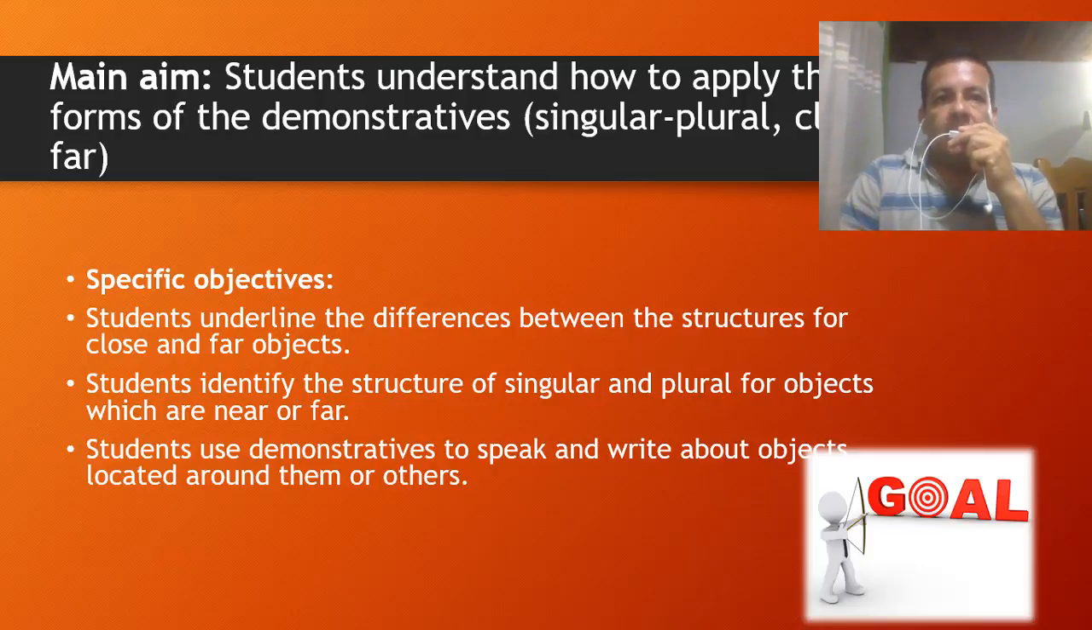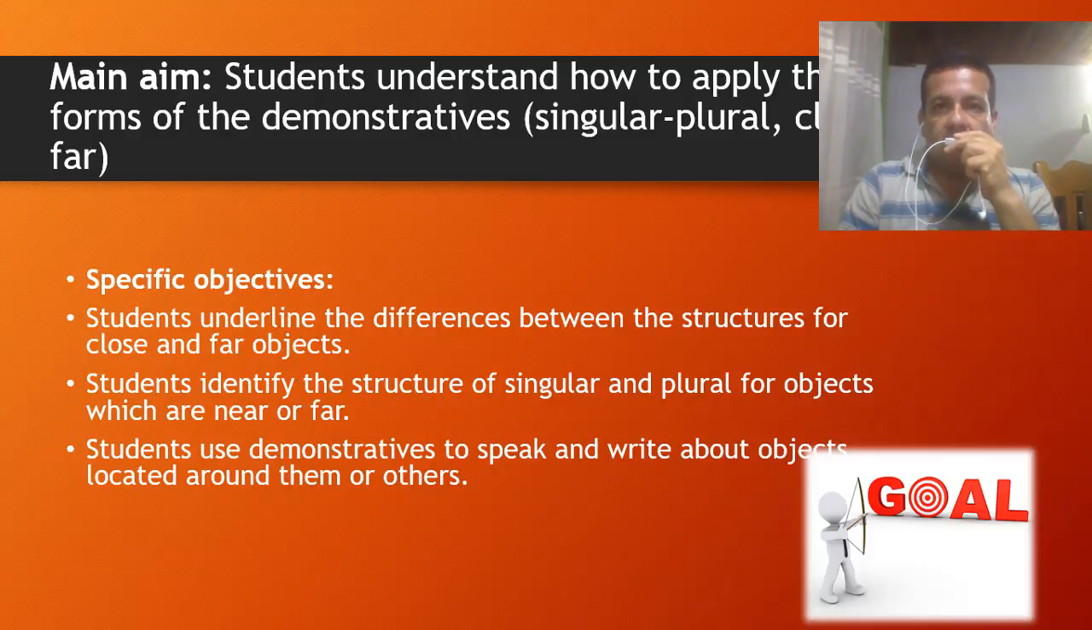The specific objectives are students underline the differences between the structures for close and far objects. Another one is students identify the structure of singular and plural for objects which are near or far. Also, students use demonstratives to speak and write about objects located around them or others.